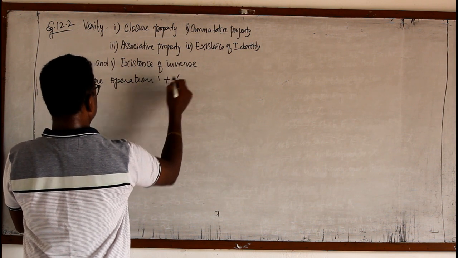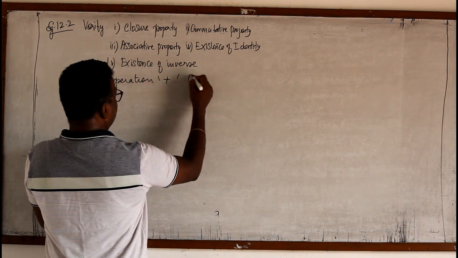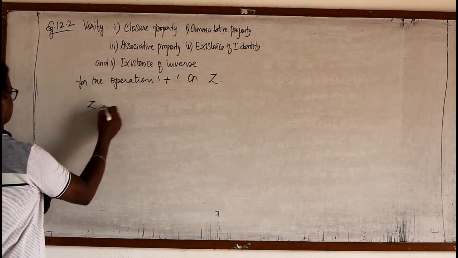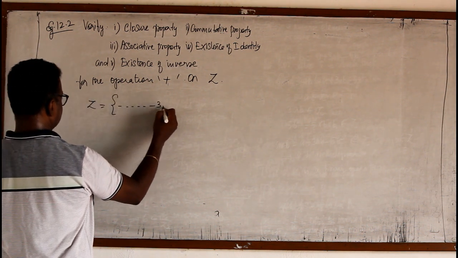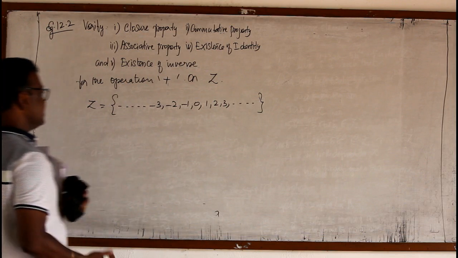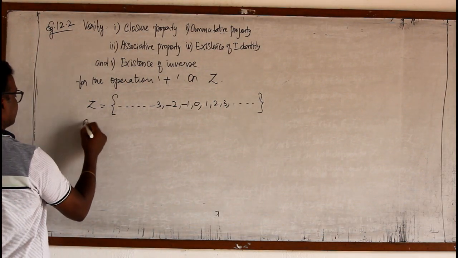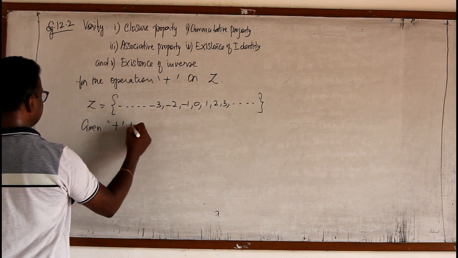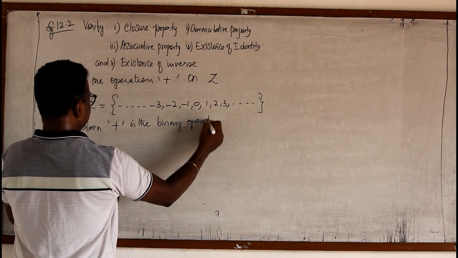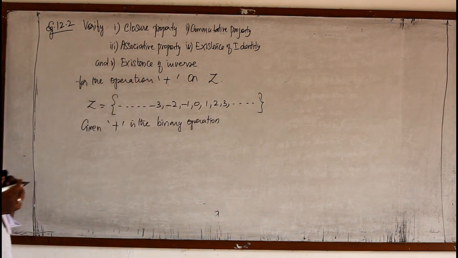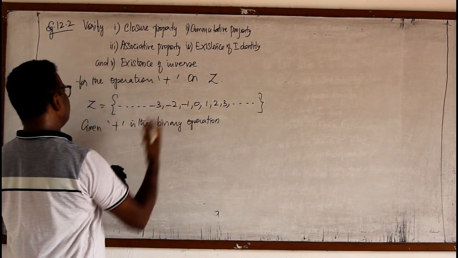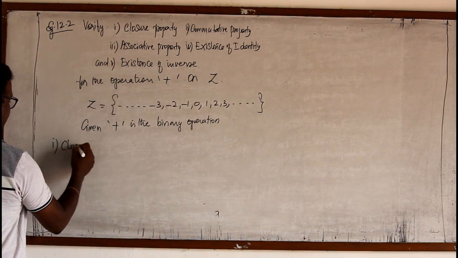plus, for the operation simple addition plus on Z. Z means set of all integers. So Z means what? Set of all integers, that is -3, -2, -1, 0, 1, 2, 3, etc. This is Z. Here given plus is the binary operation. We can say plus as a binary operation on Z because we know addition is well defined in Z. When I add two numbers, we know the result. The result definitely will be in Z. Okay, so that is the first law, closure law.